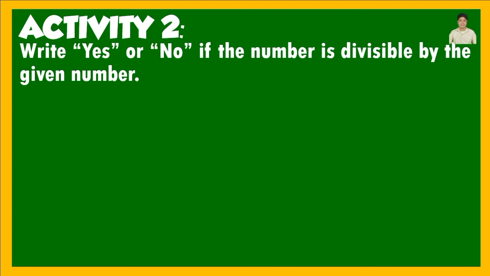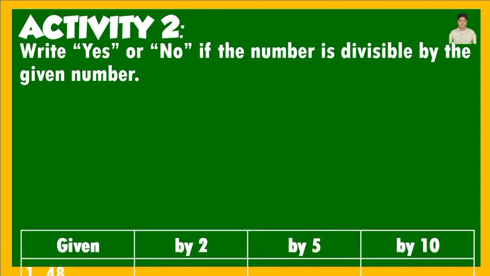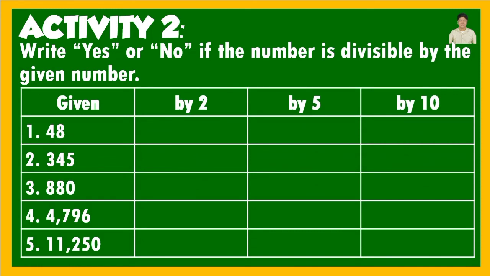Write yes or no if the number is divisible by the given number. So, yan lang ang instruction ng ating second activity. Just simply write yes or no. Yes, oo. No, hindi. For example, letter A, number 1, given 48.